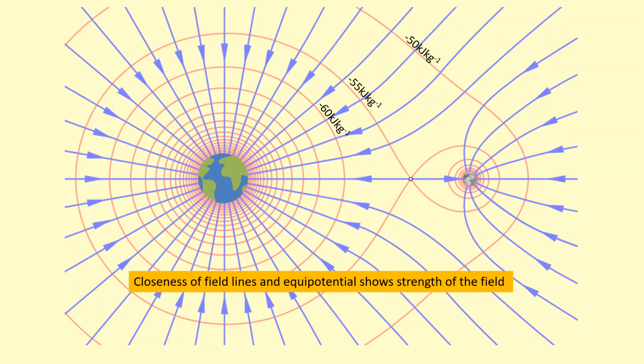And you can see on the surface of the Earth, the field lines are the closest together, and the potentials are close together, so the field is strongest. And similar on the Moon, you can see the field lines are getting closer and the potentials are getting closer together. There's a stronger field there. And where the lines are further apart means the field is weaker there.